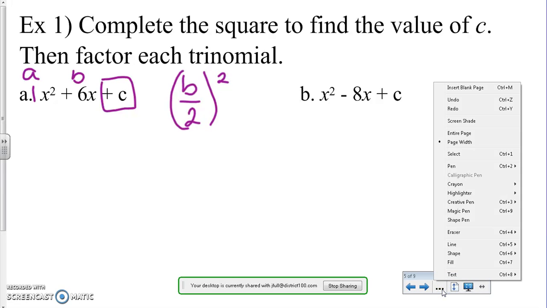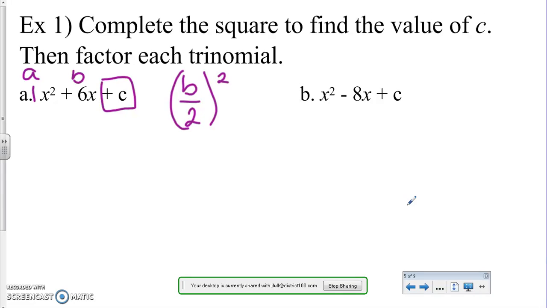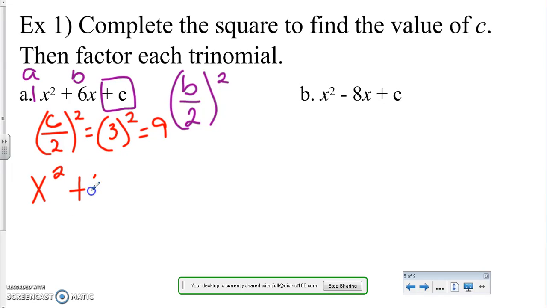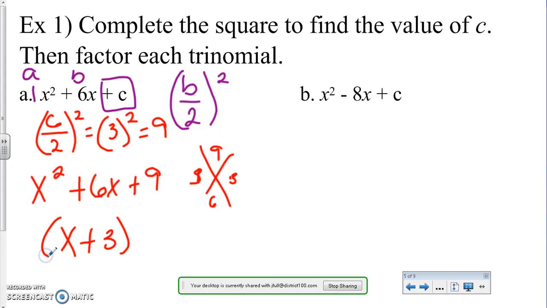So using that formula, we will have 6 divided by 2, and then we'll square it. So 6 divided by 2 is 3. Notice I put that 3 in parentheses. It helps you prevent sign errors. 3 squared gives you 9. So my perfect square trinomial would be x squared plus 6x plus 9. Now, I'm looking for the two numbers that multiply to give me 9 and add up to give me 6, which would be 3 and 3. So that means I have, since they're the same, x plus 3 squared.